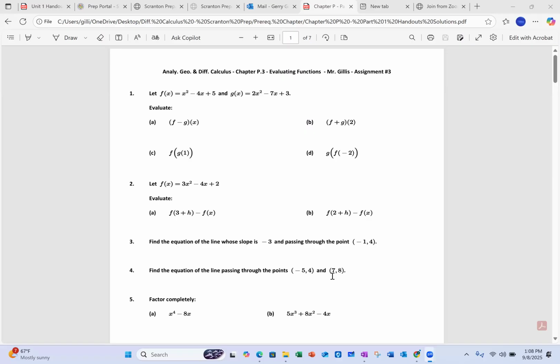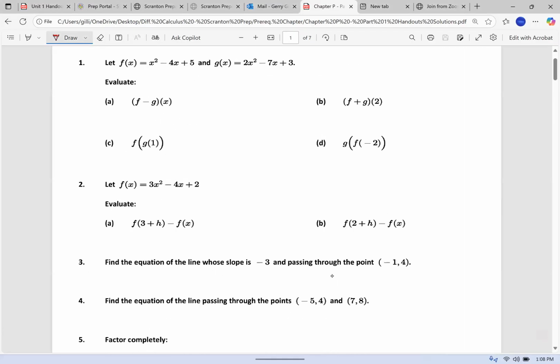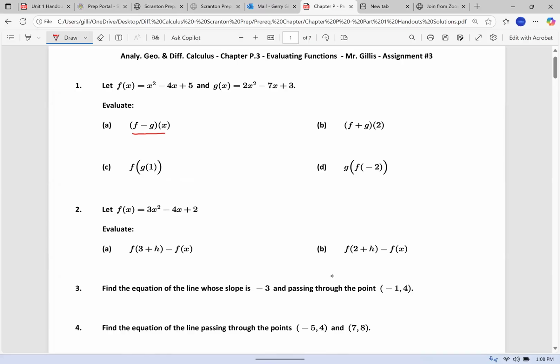Okay, so here in this homework, we're going to go over how to evaluate functions. And number one, it is f minus g of x, which notationally equals f of x minus g of x. So f of x is x squared minus 4x plus 5, and then minus g of x, which is 2x squared minus 7x plus 3. Which equals x squared minus 4x plus 5 minus 2x squared plus 7x minus 3.